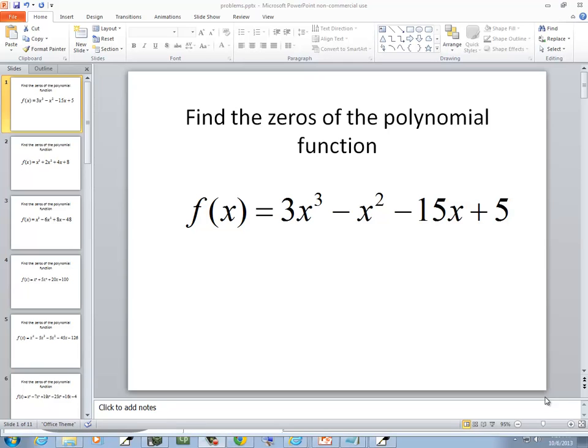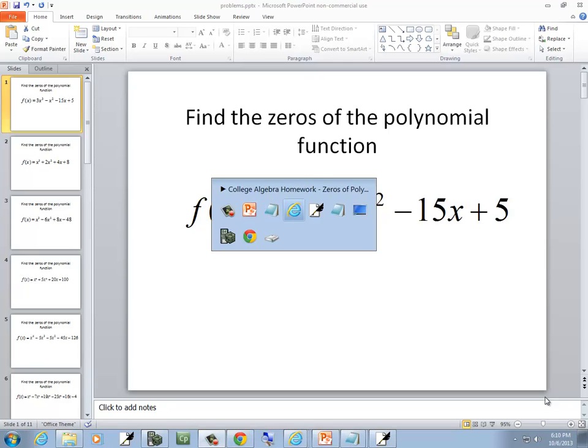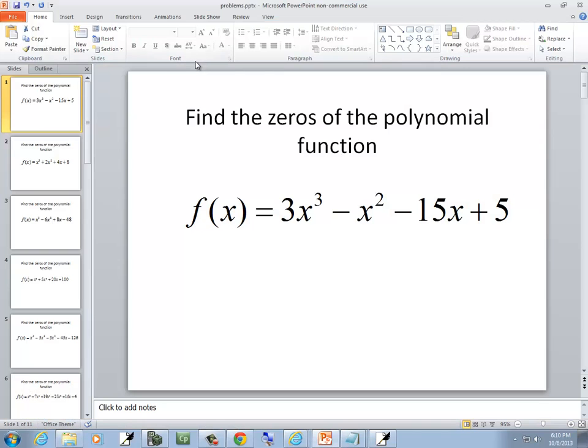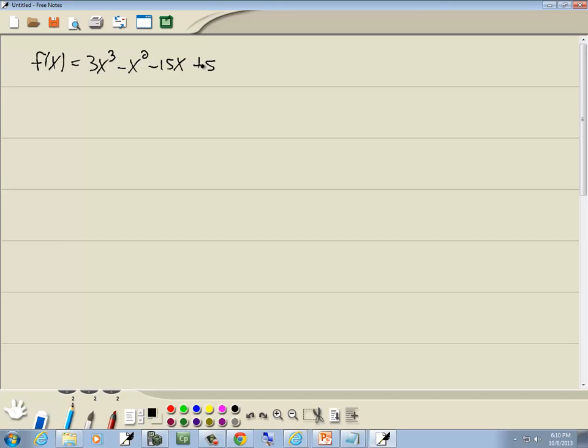In this problem, we want to find the zeros of the polynomial function. So we've got f of x is equal to 3x to the third minus x squared minus 15x plus 5. Now it's asking us to find the zeros. We want to set that equal to 0. So we've got 3x to the third minus x squared minus 15x plus 5 equal to 0.